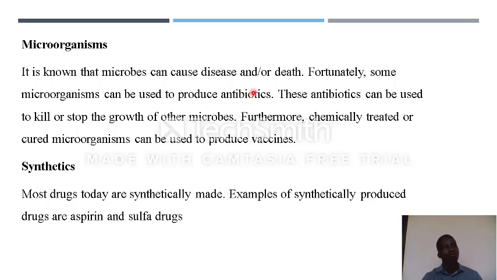We can also use a weak form of a microorganism to produce vaccines. When the weak form of the microorganism is introduced into your body, the body produces antibodies to fight against it. As the body does so, it builds immunity against that kind of disease. So that's how a vaccine works, and the microorganism is a source of drugs used in prevention of diseases.